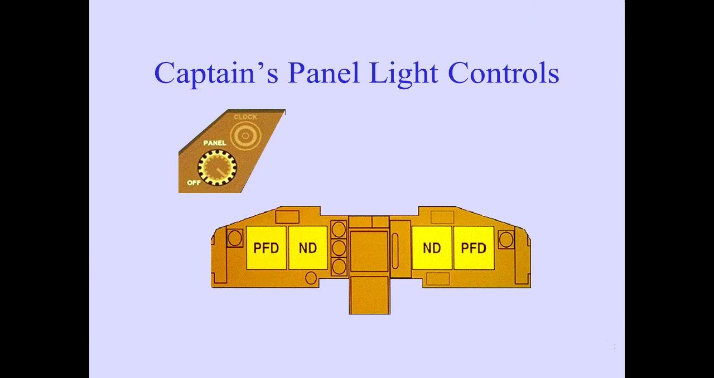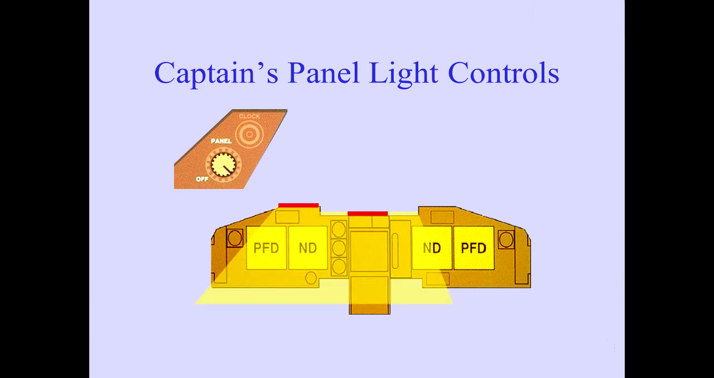The outer portion of the captain's panel control regulates the variable intensity of the light in the captain's panel and the left side of the center panel. The inner portion of the captain's panel light control regulates the variable intensity of the floodlights over the captain's panel and the center panel. These lights are positioned under the glare shield to direct lighting onto the captain's and first officer's panels.